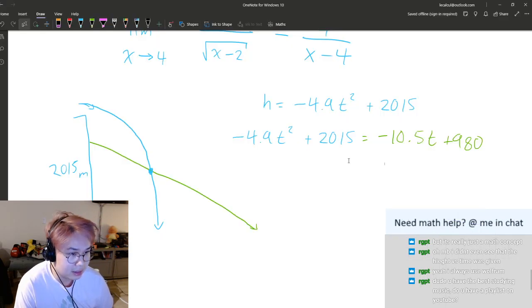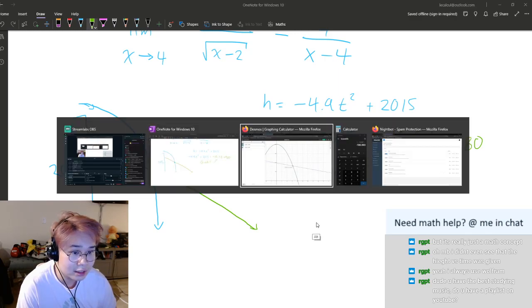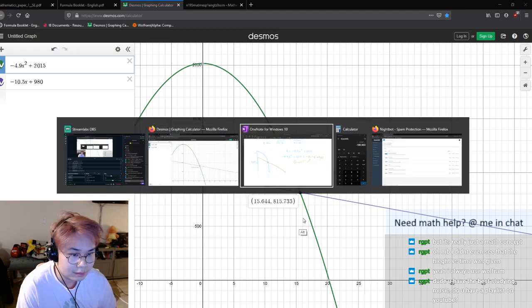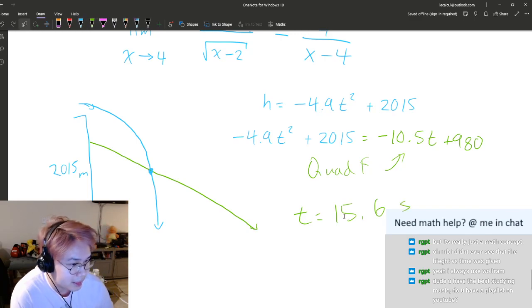So again, you can either use the quadratic formula on this stuff, or if you have a graph, then you have your answer right away. So hopefully that makes sense.